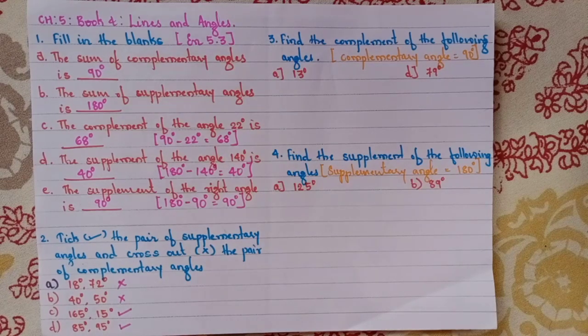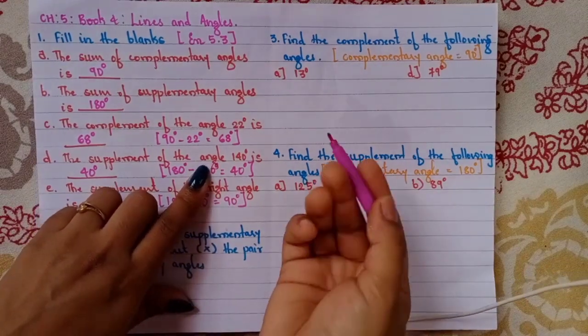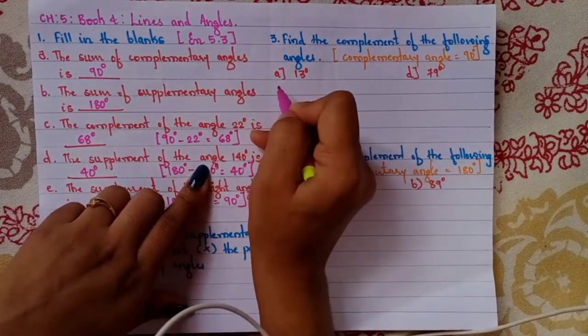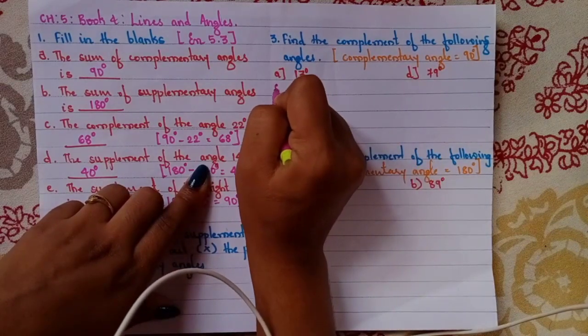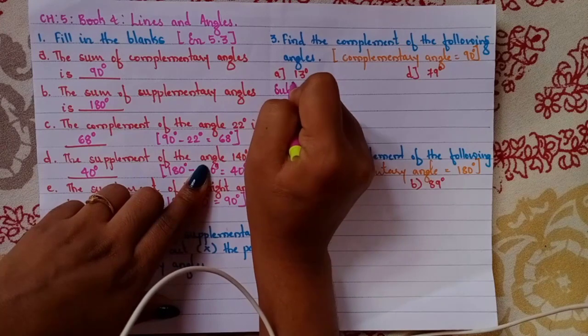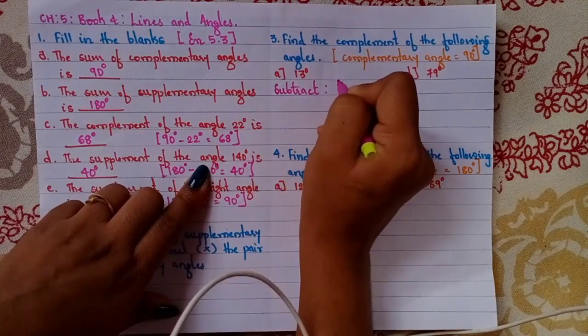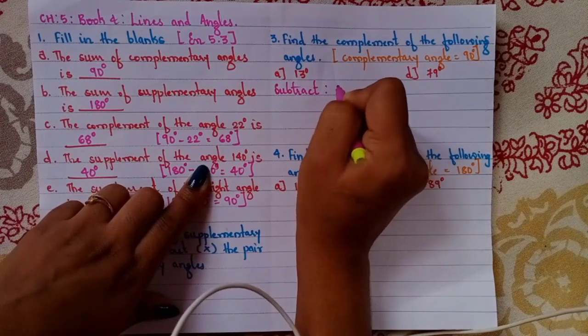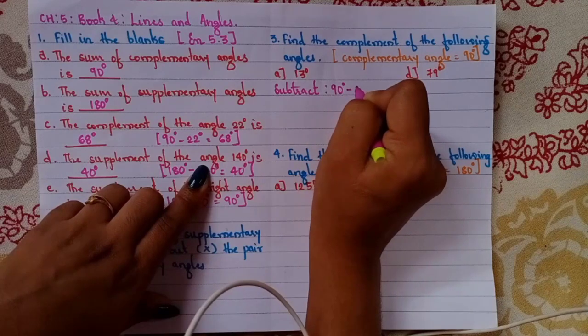Find the complement of the following angles. So you have seen complementary angle means it should make 90 degrees, and here they have given 30 degrees, means one of the angles they have given. To find the complementary angle we have to subtract. So I'll write here subtract. What is to be subtracted? 13 to be subtracted from 90 degrees.